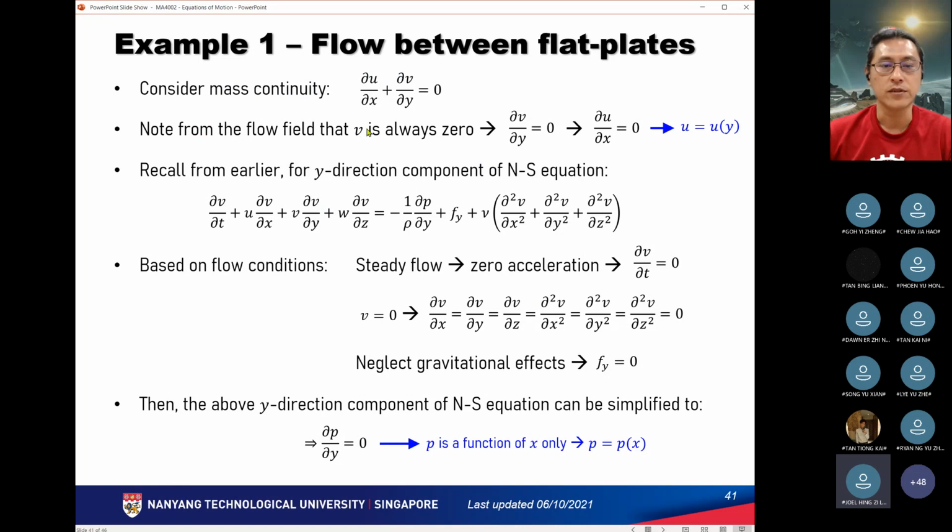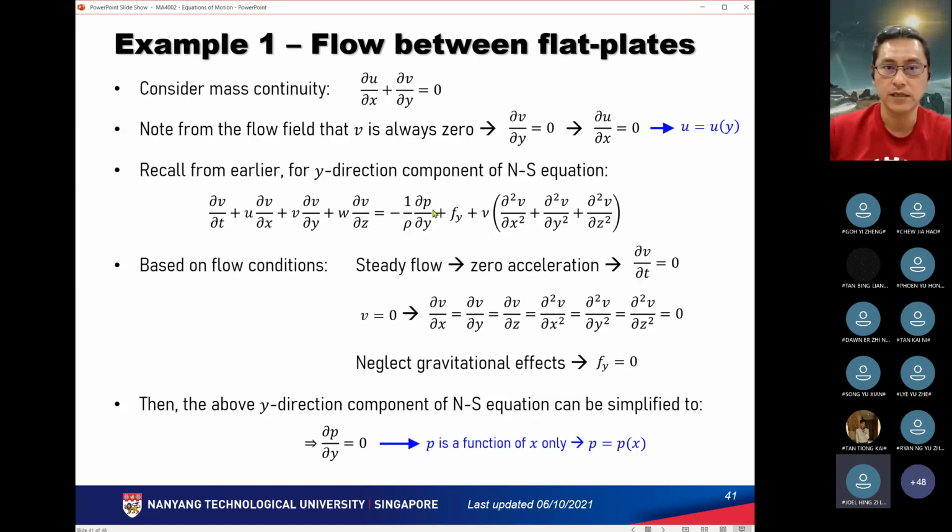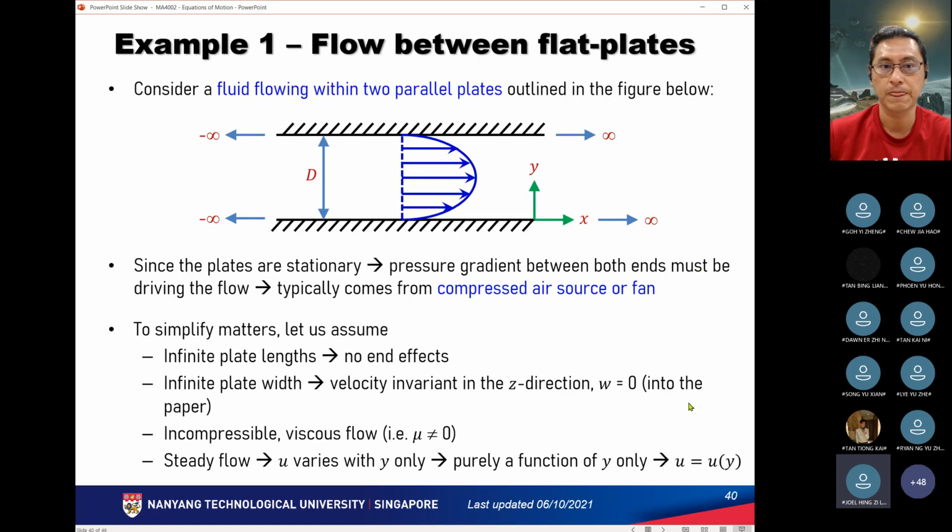Now let's continue and begin to get some simplified expressions, and also prove that u is actually a function of y. You can start off by considering the mass continuity equation, del u by del x plus del v by del y equals 0. If you look at this flow field, there's actually only one velocity component, and that is in the horizontal direction. So v is always 0. If v is 0, del v by del y must be equal to 0. Substituting back, del u by del x equals 0. If you do a partial integration, you realize that u must be only a function of y. This is how we prove this assumption. Now moving on.